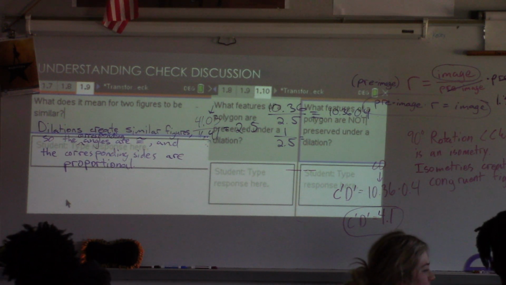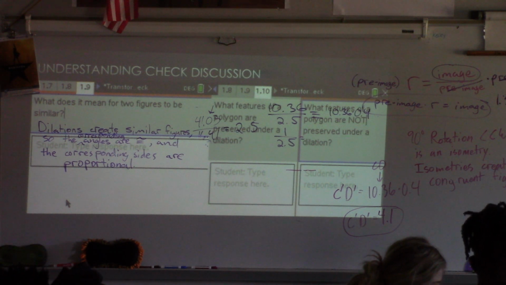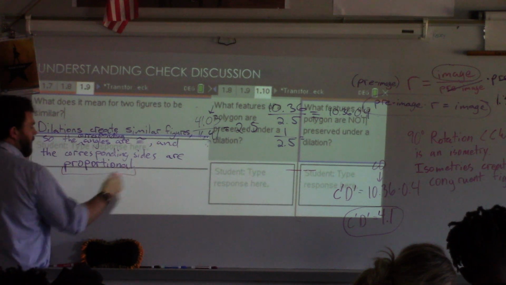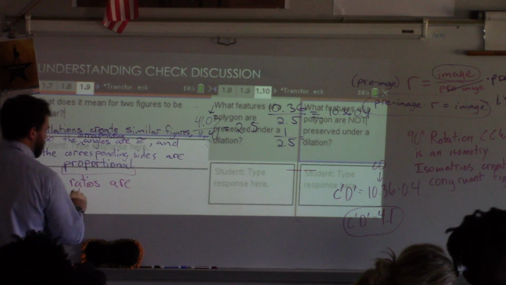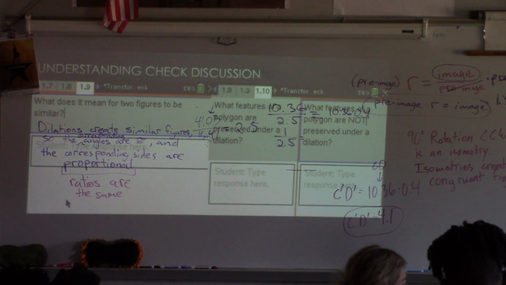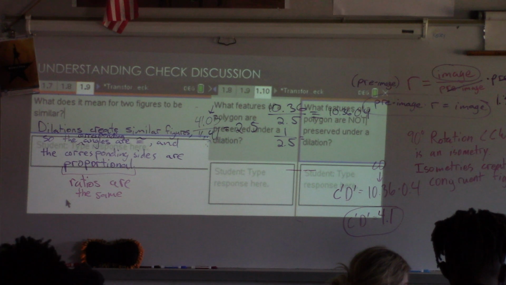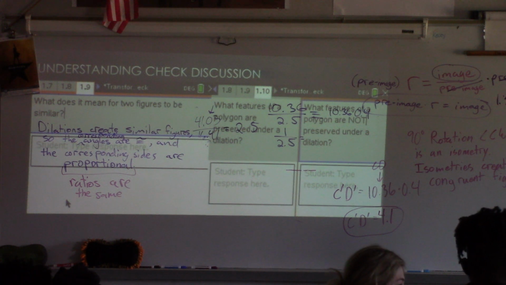Well, dilation is a transformation, but the scale factor is a ratio. What does it mean to be proportional? It means that the ratios are the same. So they're not congruent or they're the same? No, they're not congruent. Congruent means that the side lengths are the same. Proportional means that the ratio between the side lengths is the same.